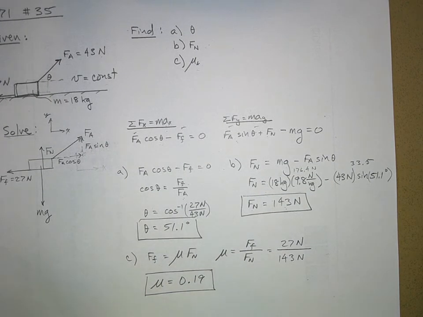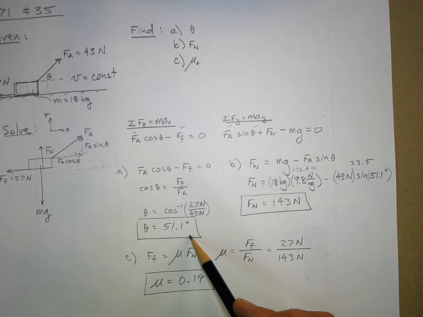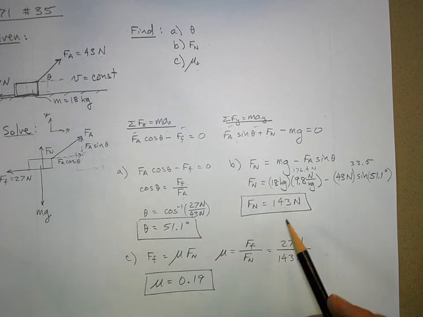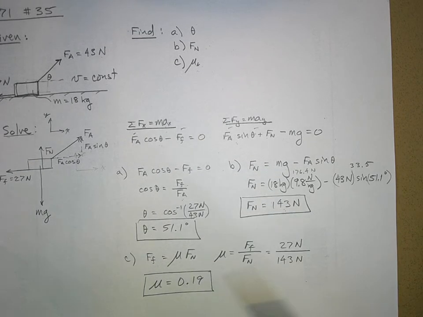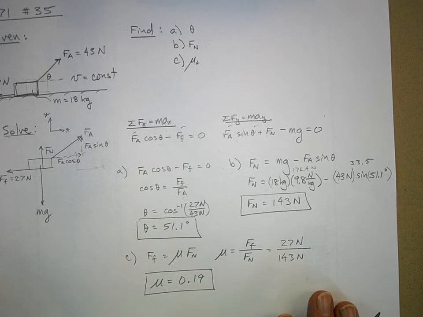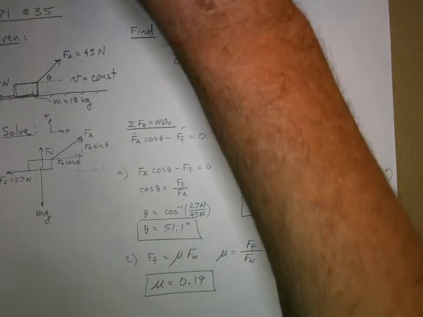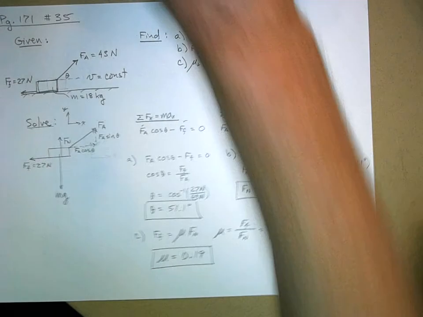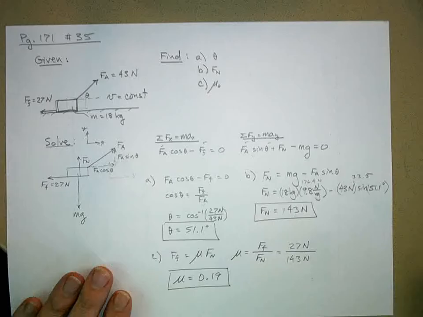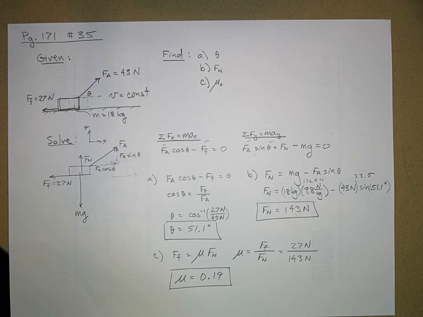Let's check it with the book. Yeah, 51 degrees, 143 newtons, and 0.19. Yeah, that's what the book got. So let me zoom all the way out here, and you can take a look at the whole problem. That is page 171, number 35. Any questions?